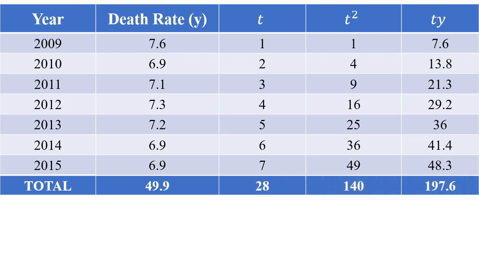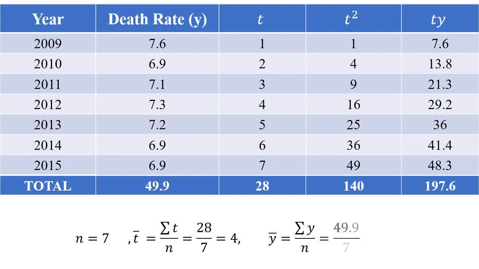Next, we need n, which is 7. So T bar, that is the total of T, 28 upon 7, is 4, and Y bar is 49.9 upon 7, that is 7.13. So we will need the totals of the columns and T bar and Y bar.